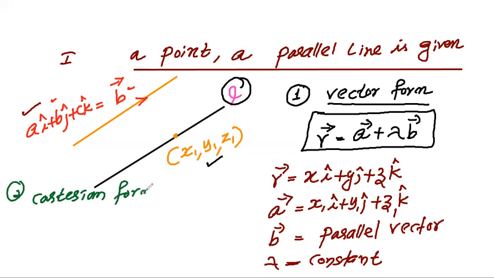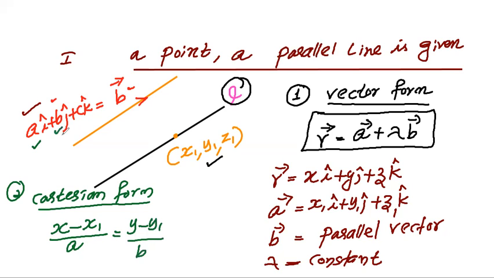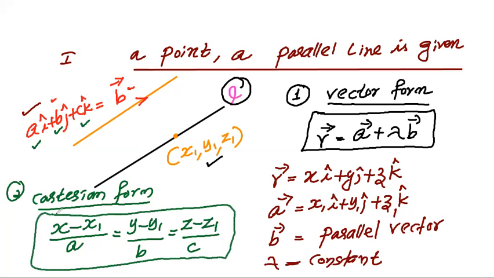So the Cartesian form of this case is given by x minus x1, this passing point, divided by a, which is the coefficient of i, equal to y minus y1 by b, this b being the coefficient of j, equal to z minus z1 by c, this c being the coefficient of k. So this is the Cartesian format of this one. So these two cases are important.